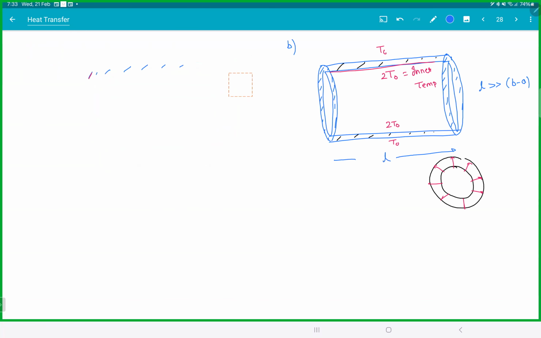In the second one, what is the problem? As you go out, area is increasing, isn't it? A is not constant. When you go from inside to outside, inside area was 2 pi AL, outside is 2 pi BL. So area is changing when you go from inside to outside. So there you have to integrate. Try.